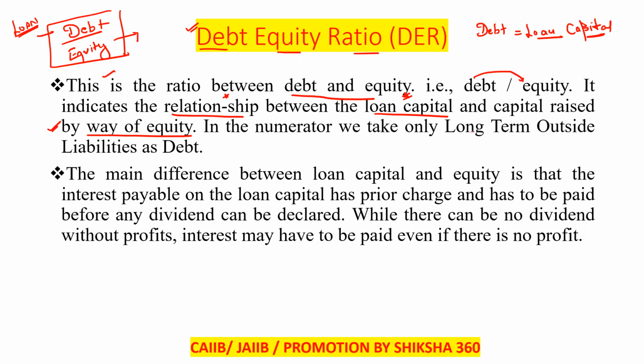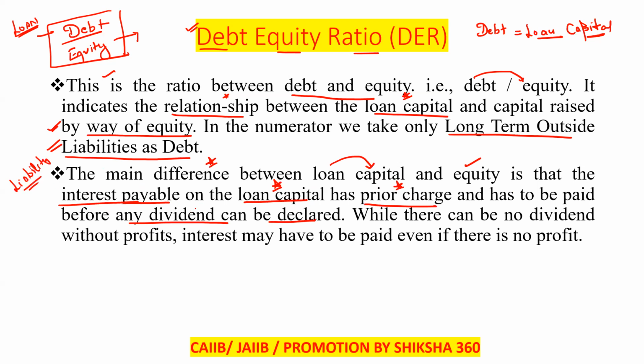In the numerator, we take only long-term outside liabilities, that is known as debt. The main difference between the loan capital and the equity, a very important point, is that the interest payable on the loan capital has a prior charge and has to be paid before any dividend can be declared, because this is the main liability.